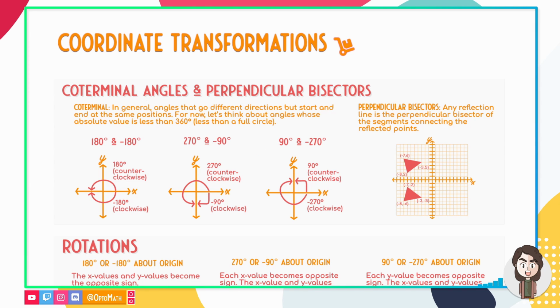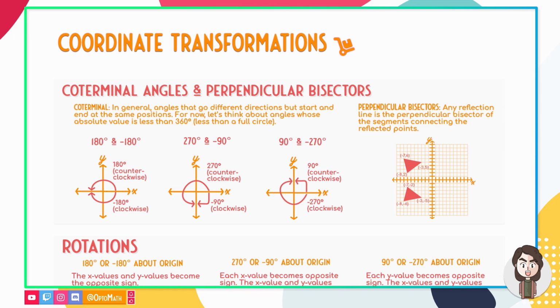Next, we have coterminal angles and perpendicular bisectors, which of course is not a coordinate transformation, but it does have a lot to do with rotations and then our reflections, which we briefly talked about the perpendicular bisectors already. So for our coterminal angles, that just means that angles that sometimes go in different directions, but in general, for our purposes, they do go in different directions, such as clockwise versus counterclockwise, but they start and end at the same positions. So think about how we have 180 and negative 180.